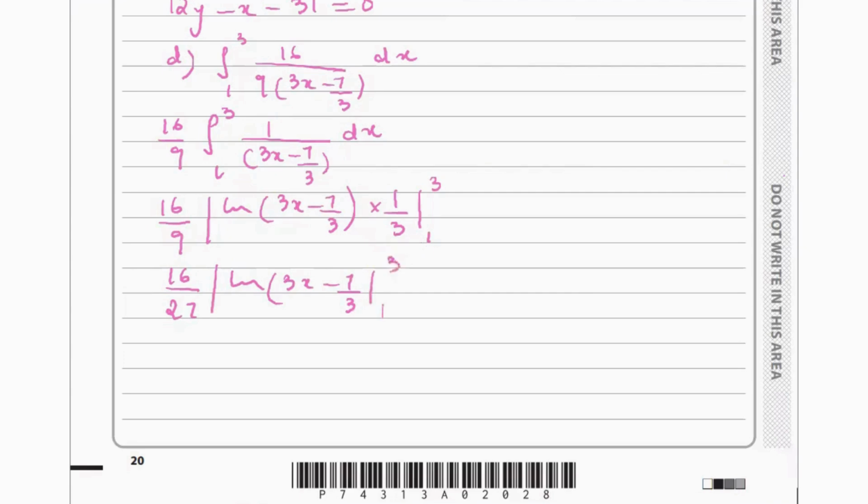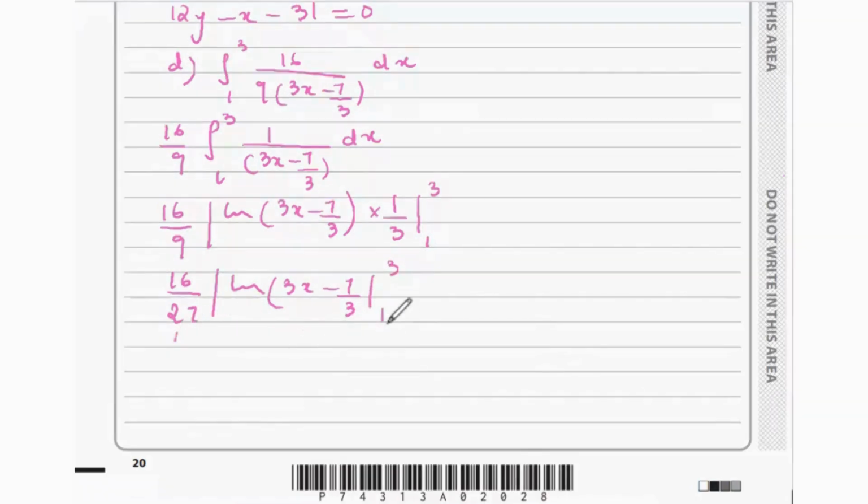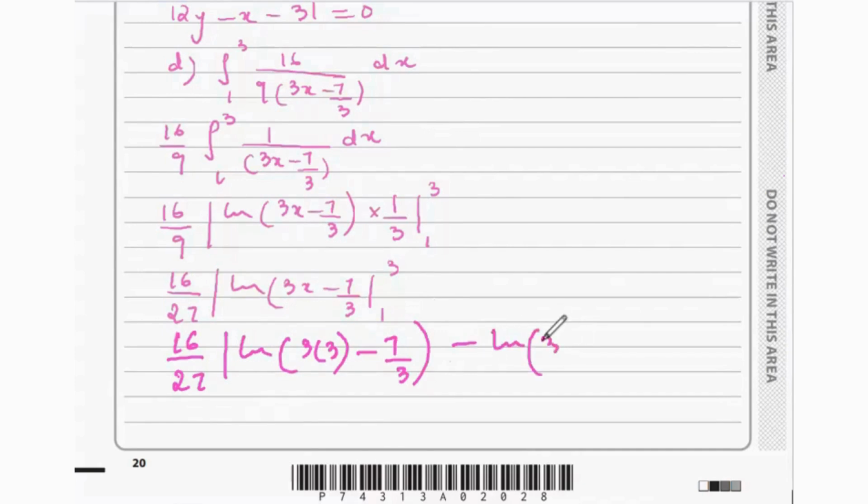If you want to keep it inside, that's also fine. If you want to keep the 1 over 3 inside, you can also do that. If you want to take it outside, that's also fine. So it's going to be 16 over 27 times ln of 3 times 3 minus 7 over 3 minus ln of 3 times 1 minus 7 over 3. So that's going to give us a value of 16 over 27 times ln of 20 over 3 minus ln of 2 over 3.